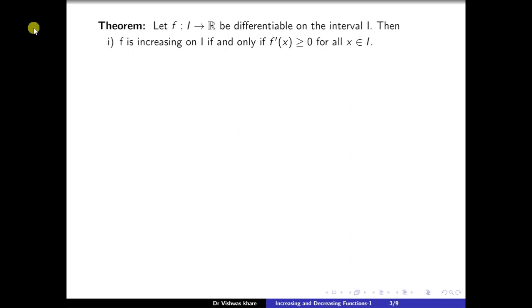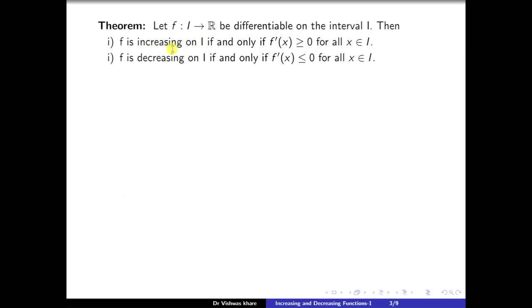Now let us see a theorem. Let f be a function from I to R, differentiable on the interval I. Then first, f is increasing on I if and only if f dash x is greater than or equal to 0 for all x belongs to I. And f is decreasing on I if and only if f dash x is less than or equal to 0 for all x belongs to I.